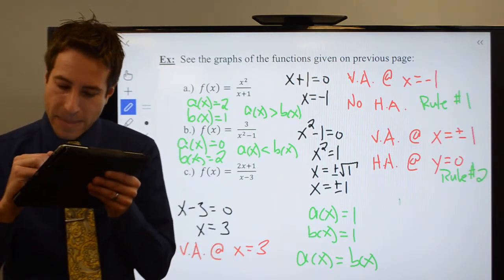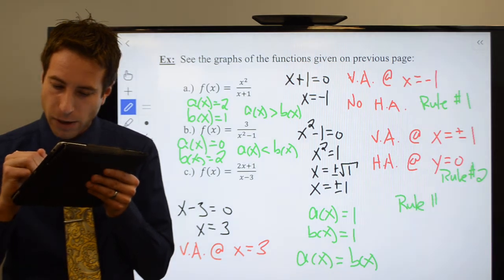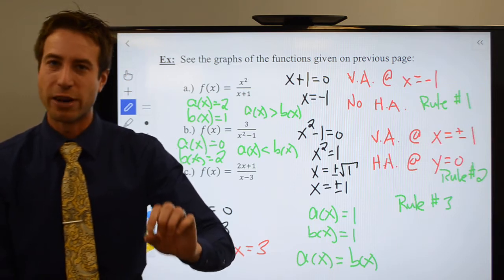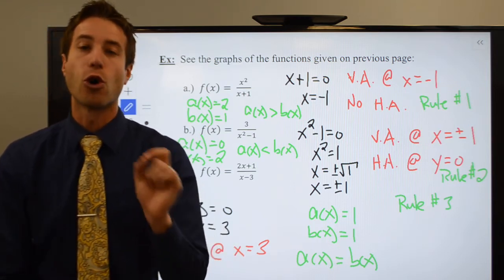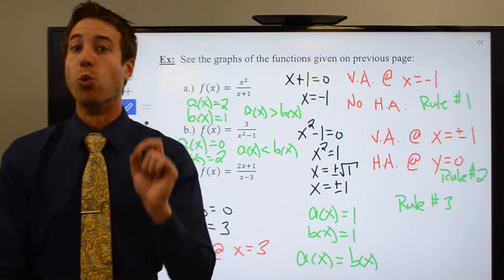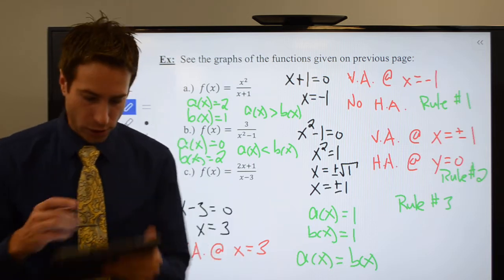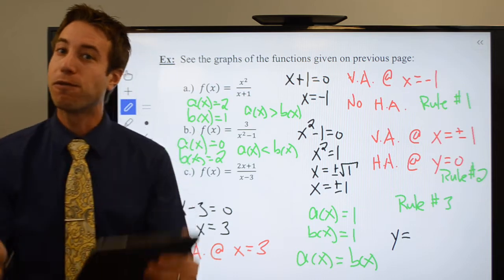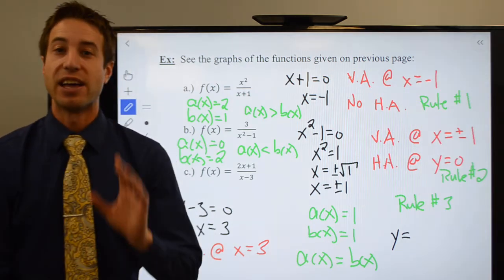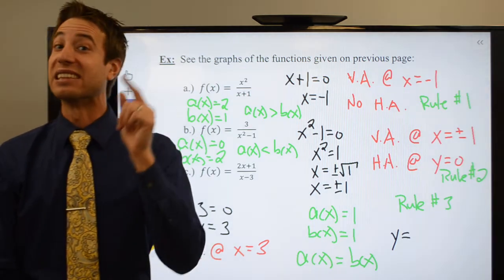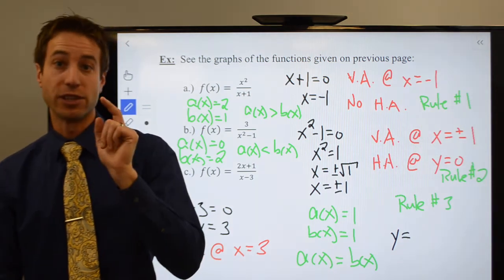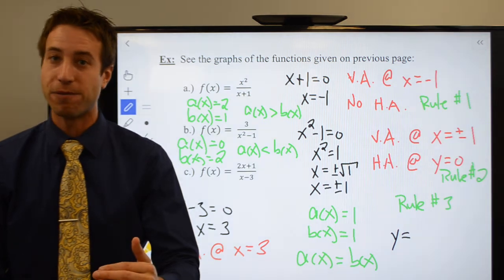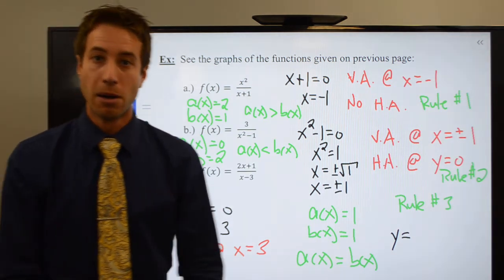But what does that mean? All right, rule number 3. Here we go. Here's how this works. Remember, rule number 3 was a little weird. In rule number 3, we said the horizontal asymptote will be y equals, and then that little formula I gave you said that it is y equals the leading coefficient of the top polynomial divided by the leading coefficient of the bottom polynomial.